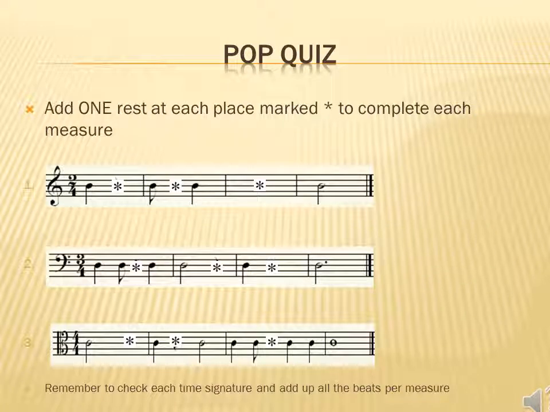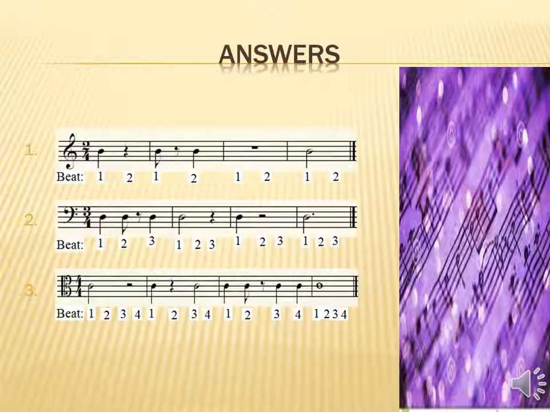Pop quiz. Please pause the video and see if you can add one rest at each place marked with an asterisk to complete each measure. Remember to check each time signature and add up all the beats per measure. Don't worry, the answers are on the next slide. How did you do? Did you get all the answers right?